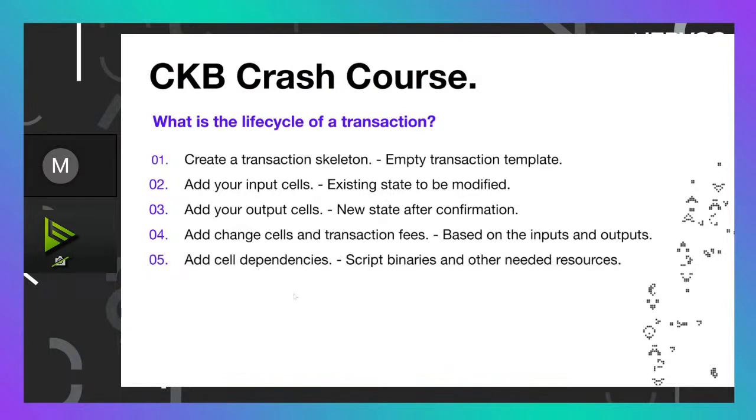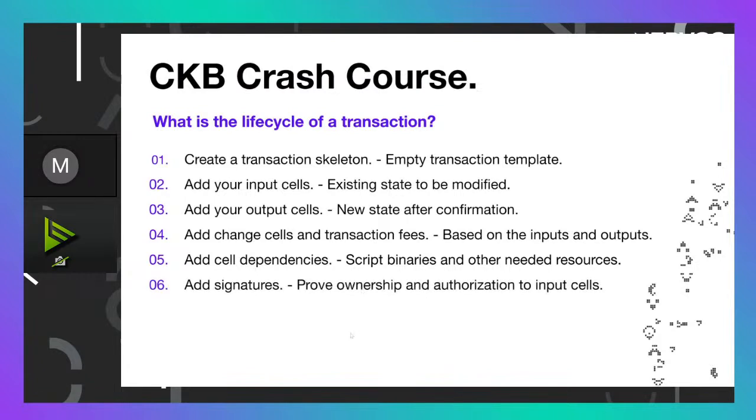And then you add your cell dependencies. These are script binaries and other needed resources. The most common thing that you're going to need is script binaries. Anytime that you execute a smart contract, like I mentioned the SUDT contract before, which is for tokens, if you use the SUDT token contract anywhere in your transaction, then you need to add that script binary to the cell dep so that the transaction knows, hey, this transaction is going to require this script to execute. Where is it? The cell dependency tells it where that is. And that's for lock scripts as well. Any type of smart contract that needs to execute needs to be added as a cell dependency.